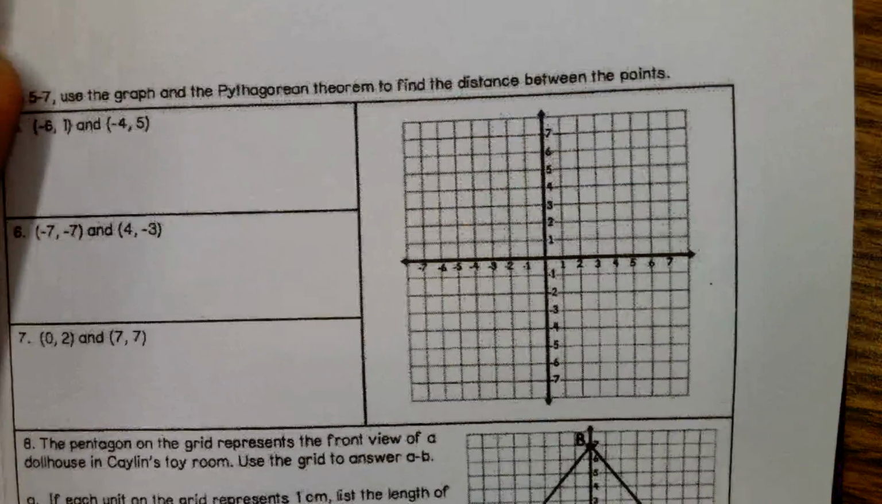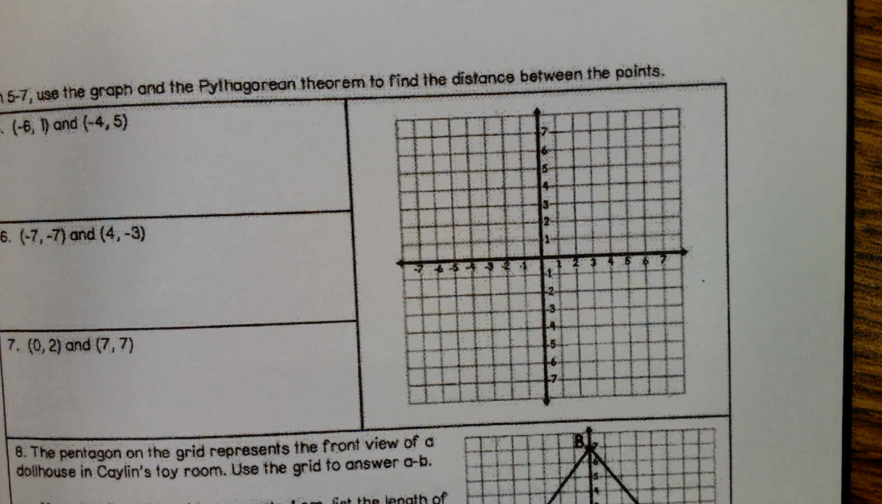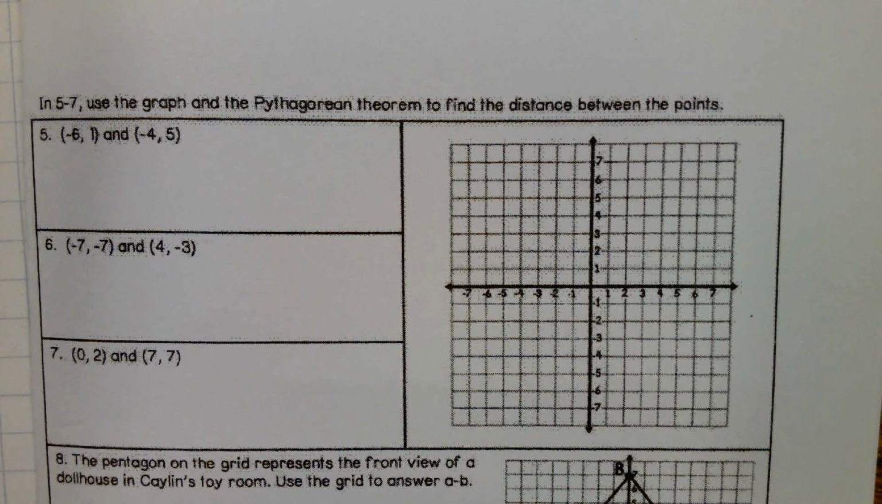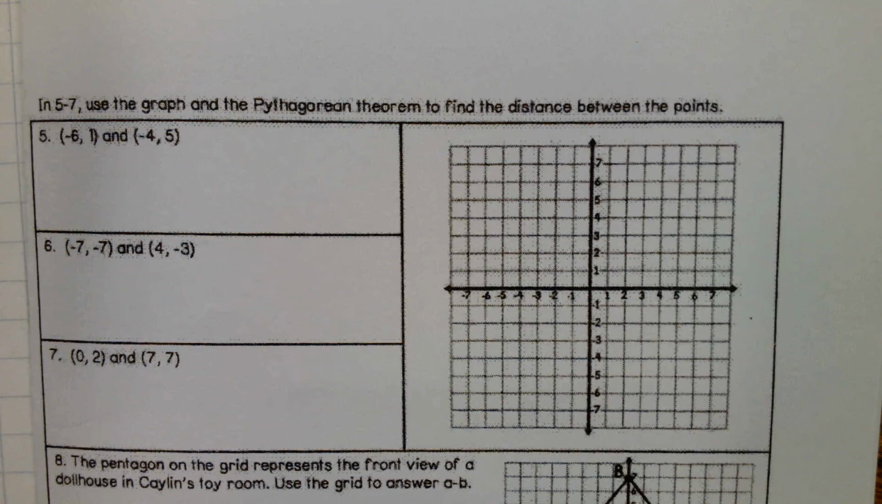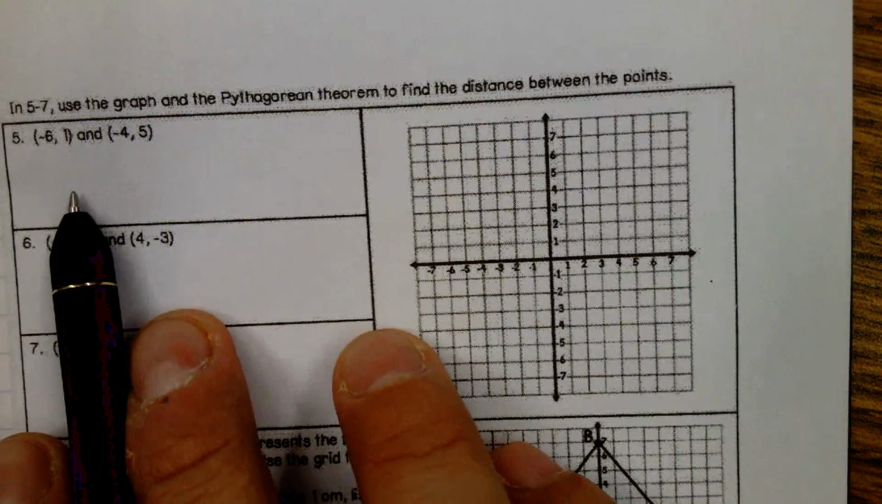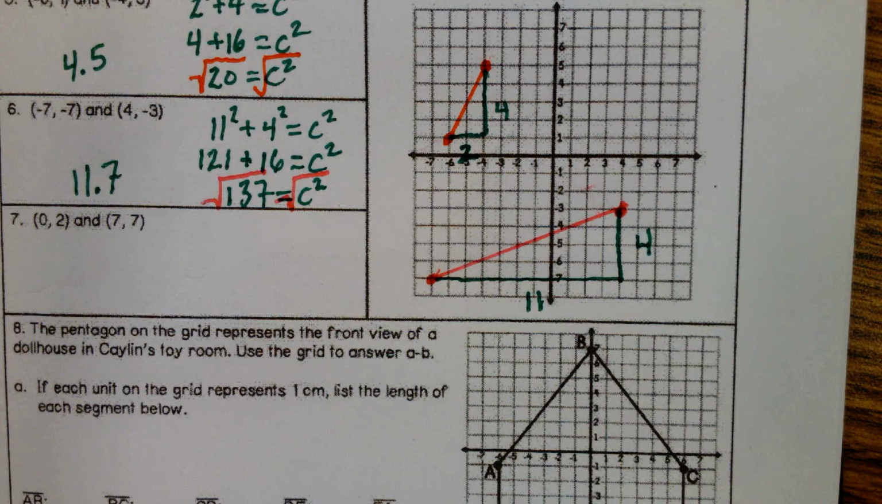So on these questions, this is going to be very similar to what we'll be doing on tomorrow's assignment too, by the way. They give you 2 points, and we have to find the distance between the 2 points. So we're going to use the Pythagorean Theorem. So the first thing we want to do is just make these triangles.